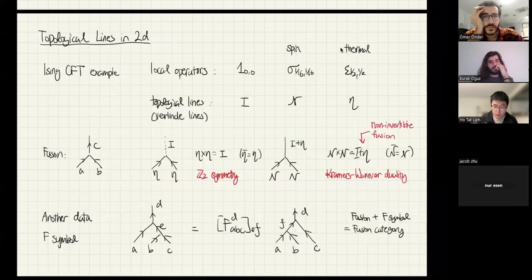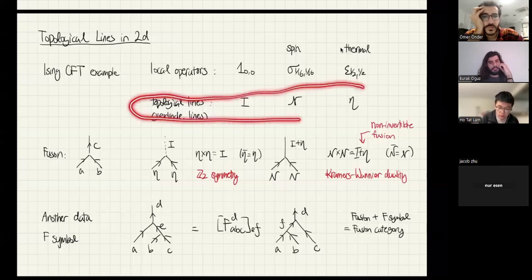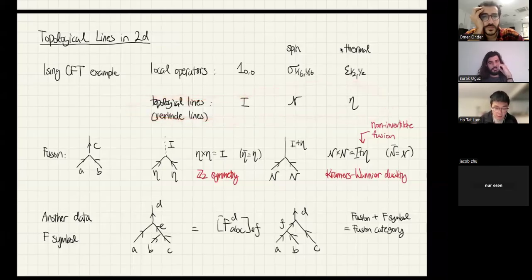Okay. Relatedly, there's also a set of topological lines. Because Ising CFT is what's called a diagonal CFT, meaning the left and right have essentially the same conformal dimensions, they just pair up in a diagonal way. So there's a set of lines called Verlinde lines. These Verlinde lines are topological lines, and you can label them by the identity operator, N, and eta.